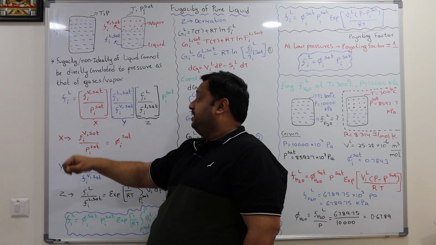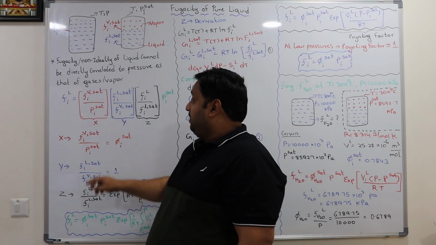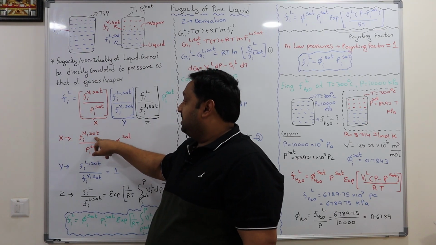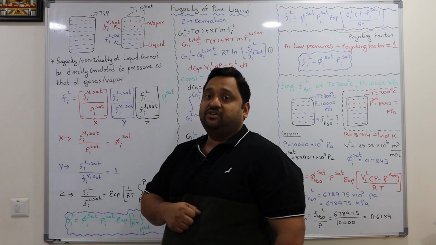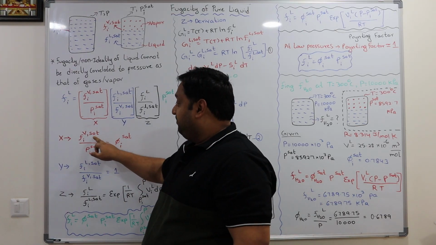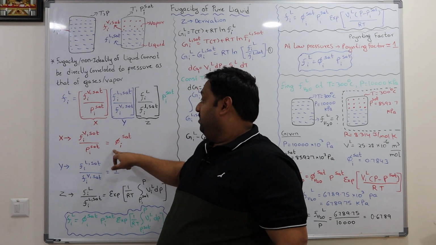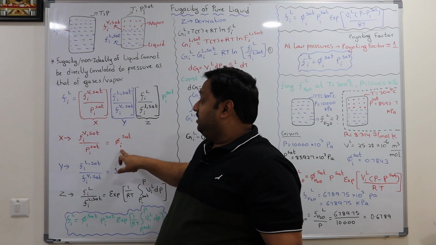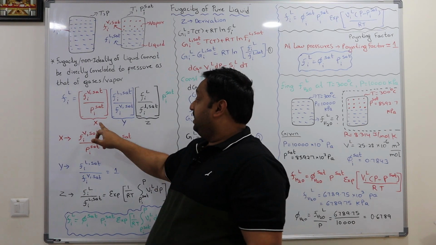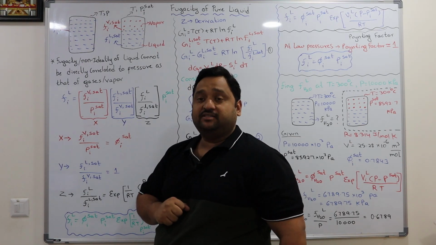Take the X part. The X part is nothing but the fugacity of the ith component in the vapor phase at saturated condition divided by the saturated pressure. It's very easy. Fugacity with respect to pressure is called the fugacity coefficient. That means I can rewrite this X term as phi_i^sat.